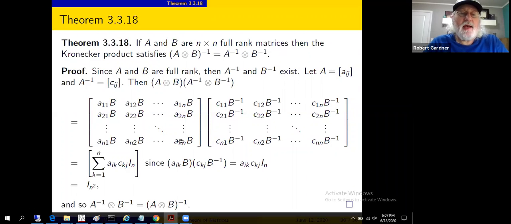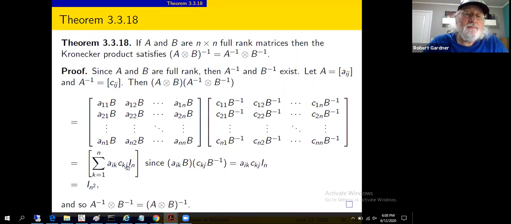Okay, so we've got effectively a partition matrix, and we want to do our row times column stuff. So we'll take the ith row times the jth column. That'll give us A sub ik, k ranging from 1 to n, times B. Each of these will carry a matrix B along with them. And then we'll do C sub kj, and each of those will carry a B inverse along with them. Well, the B and the B inverse are going to get together to produce appropriate sized identity matrices.